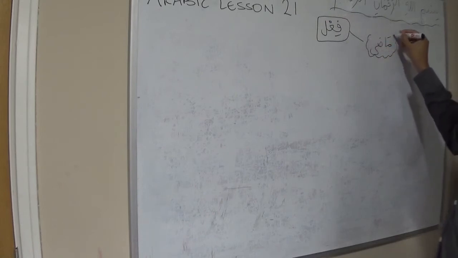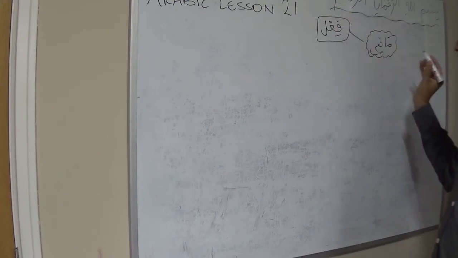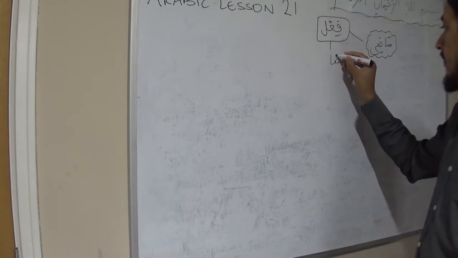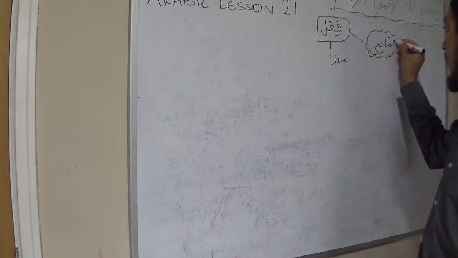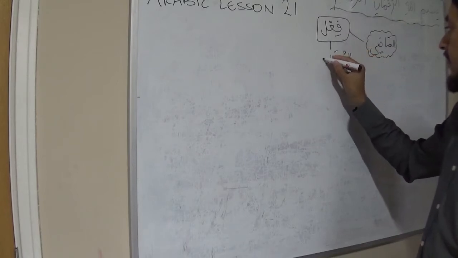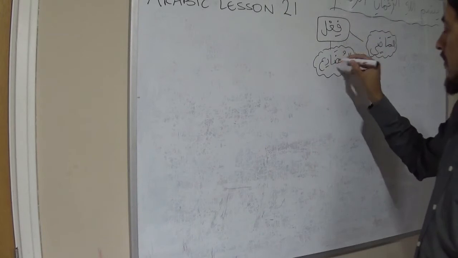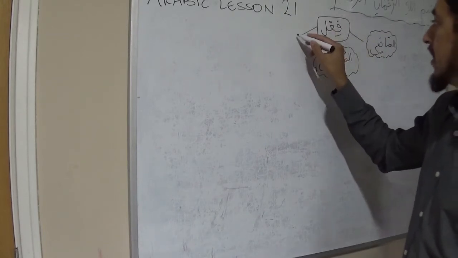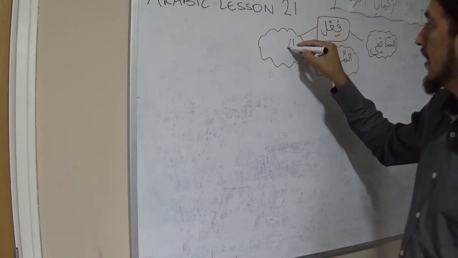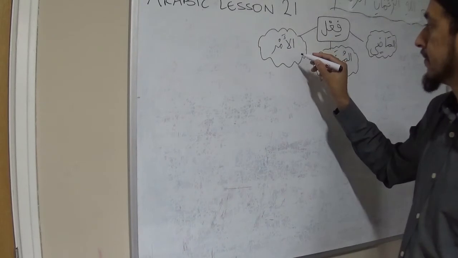ماضي، ماضٍ، مضارع. الماضي المضارع. And we have a third one which we're not really going to cover today, but we know that there is al-amr, which is command. Al-amr.